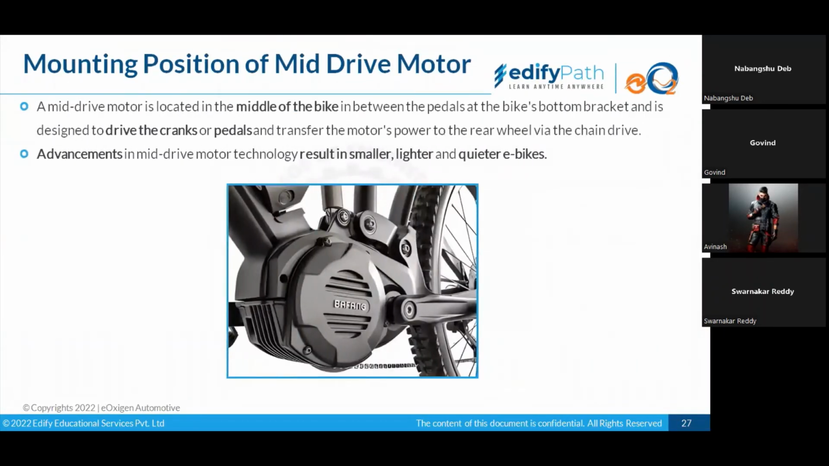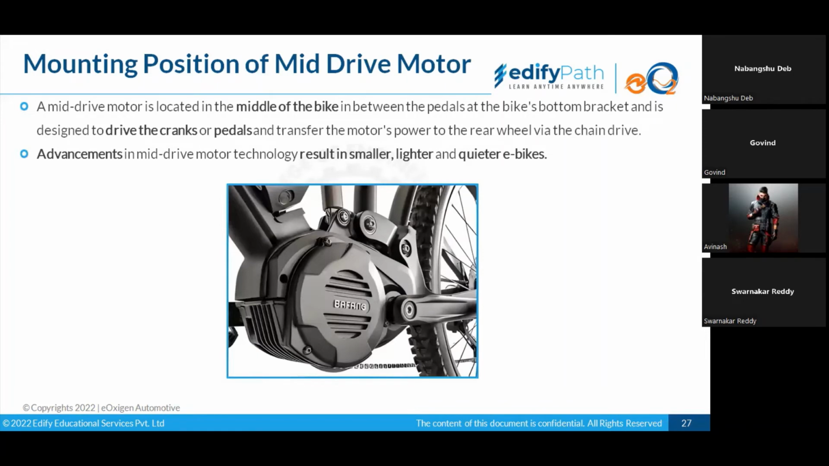Mounting position of the motor is very important. Say for a normal bike, you have an engine. If you talk about bikes, the rear wheel is run with a transmission system in the form of either a chain or a belt. Or if you talk about scooters or the scooty that we normally see, in those cases the rear tire is directly mounted on the engine shaft. So as the engine rotates, your tire rotates. That is a kind of direct transmission.